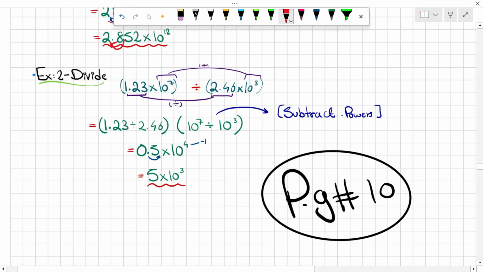In division, like I said, when you're dividing powers, you subtract the powers. So 7 minus 3, 4. Divide the common ones. Here it is less than 1, so you move the decimal place 1 place forward, and you subtract 1 from the power. So it's 5 times 10 to the power of 3.